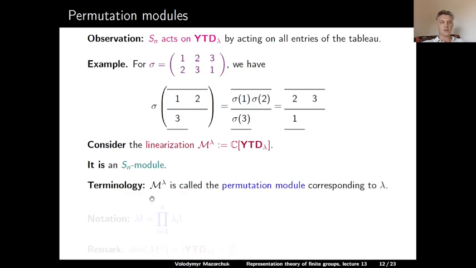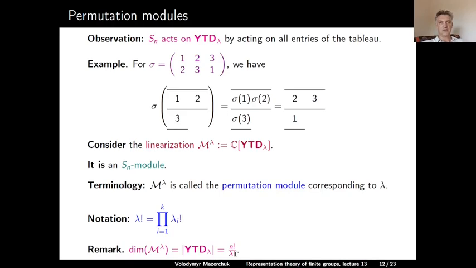Terminology: this module, curly M upper lambda, is called the permutation module corresponding to our partition lambda. We will often use the following notation: we denote by lambda factorial the product of the factorials of the corresponding parts of lambda. Then we can observe that the dimension of the permutation module is equal to the cardinality of the set of all Young tabloids of the shape lambda. This is equal to n factorial divided by lambda factorial.